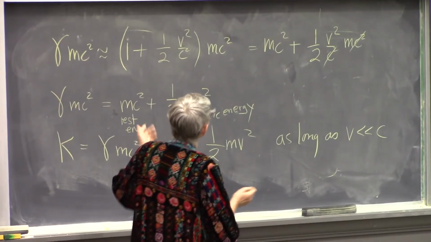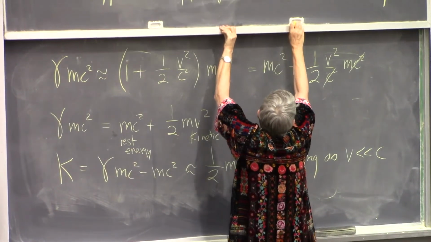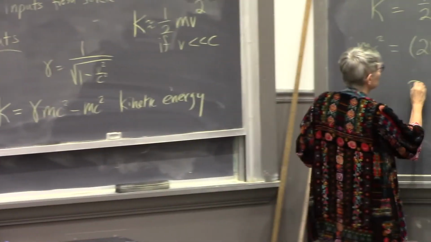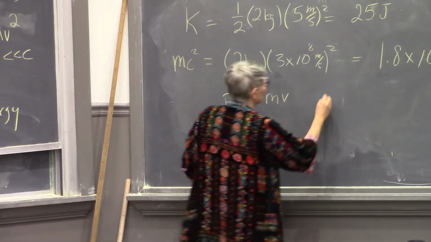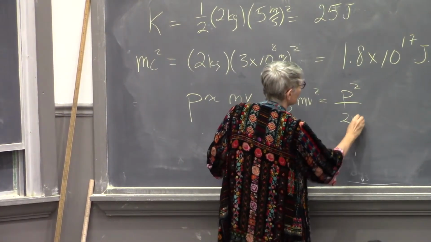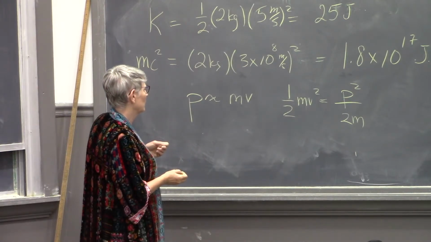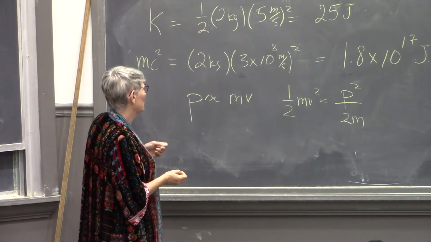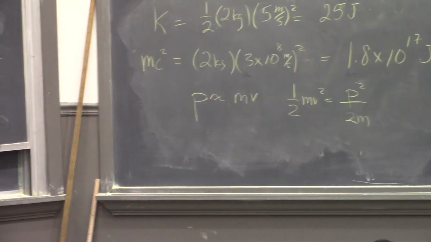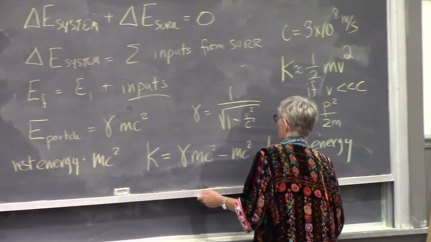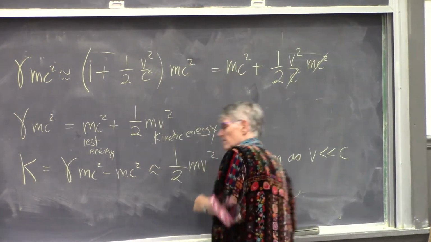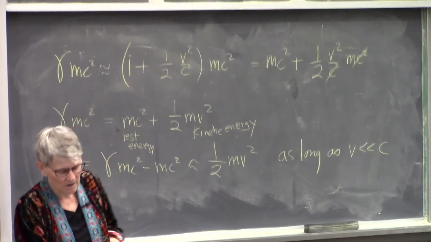And notice also, this is useful to note, that since momentum at these speeds is equal to m times v, a half mv squared is actually equal to the magnitude of the momentum squared over 2m. Which is kind of a useful thing to keep in mind. Okay, so we can calculate energy.